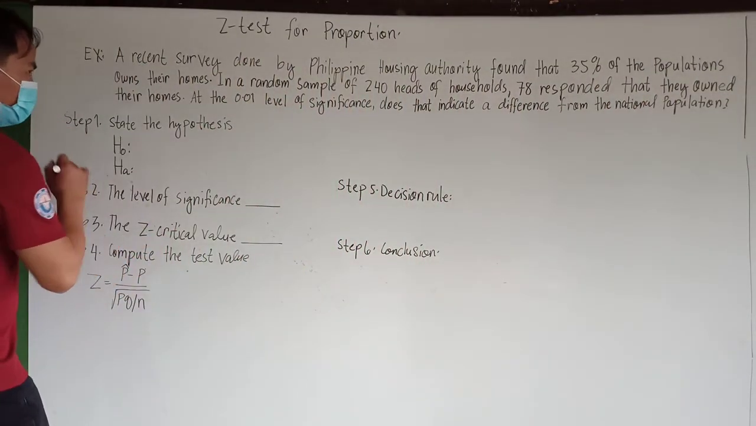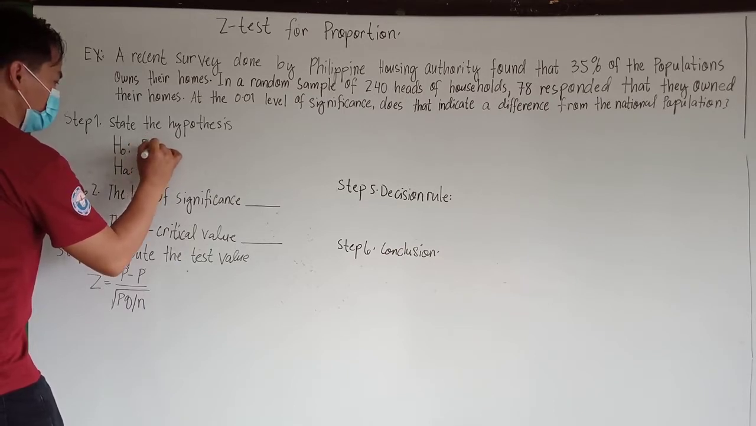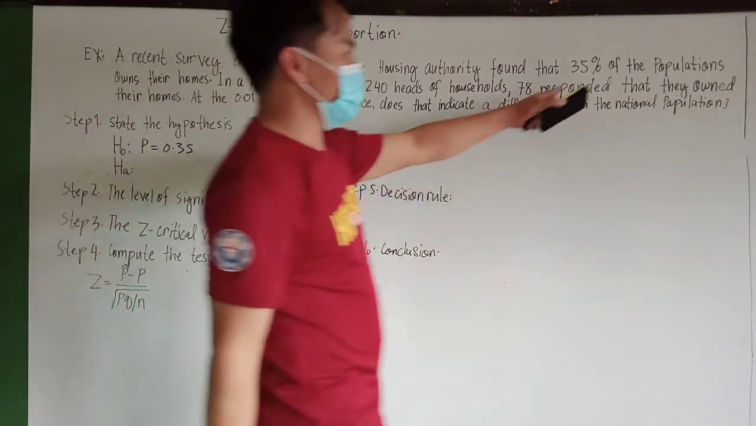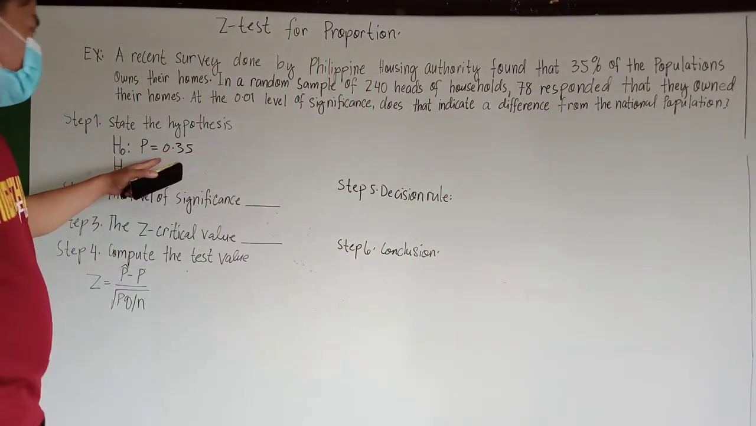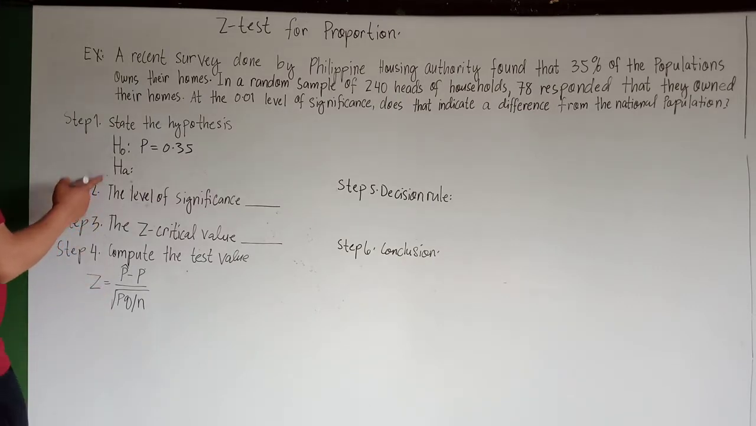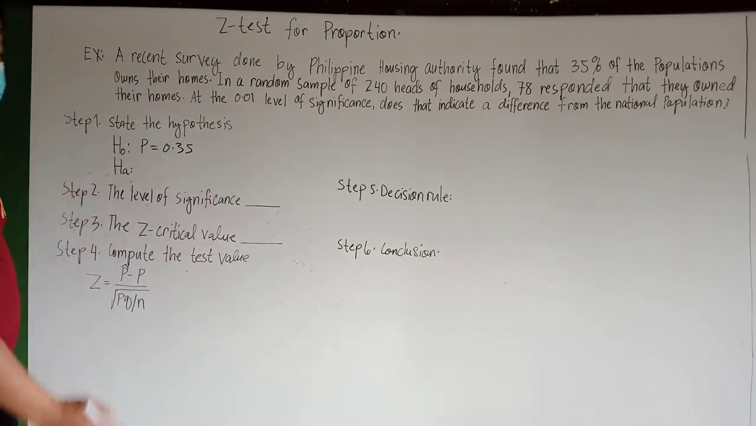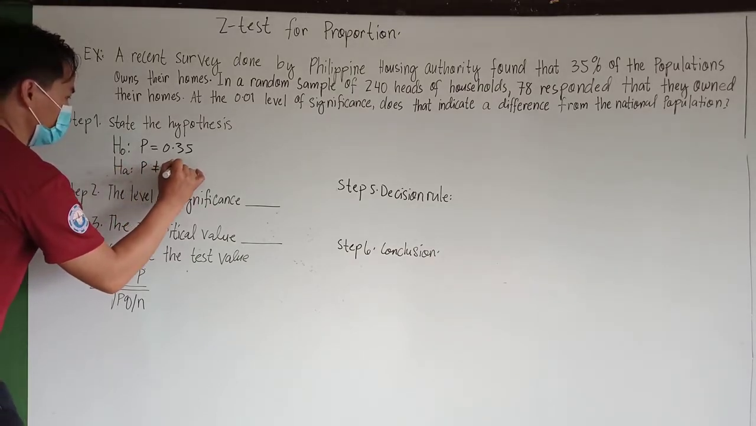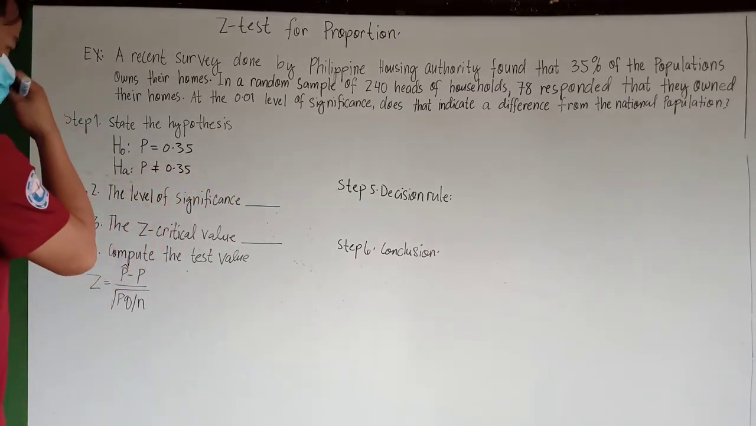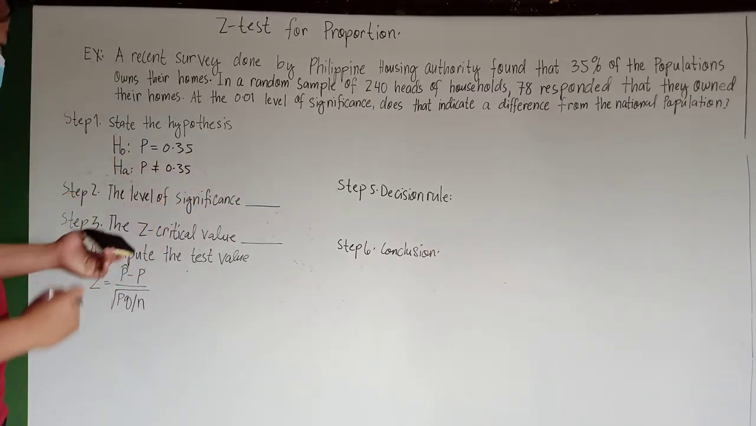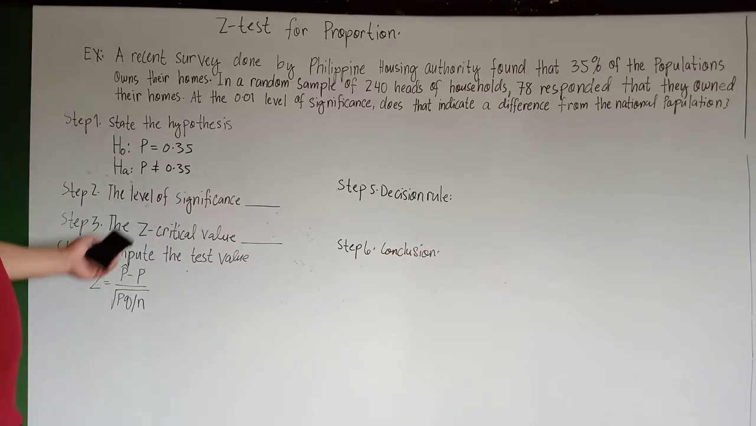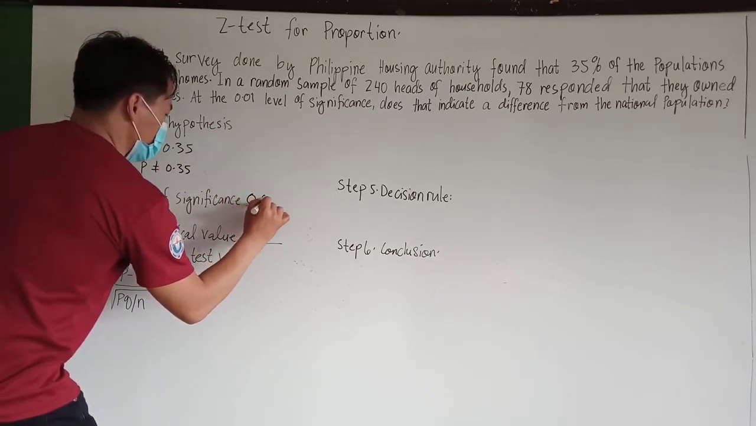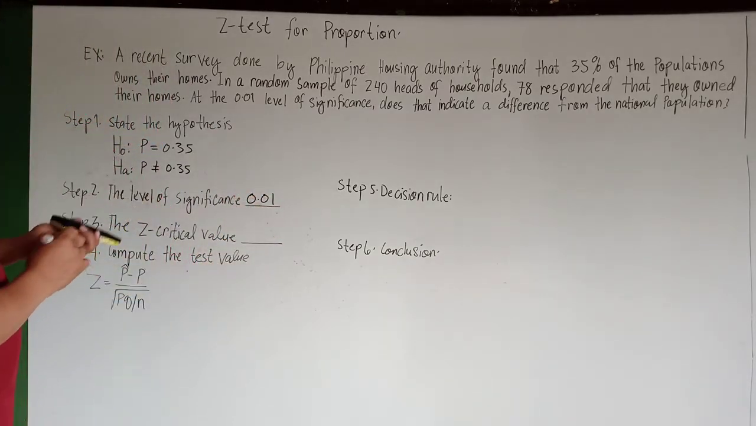The null hypothesis, according to the claim, is that P is equal to 0.35. We have here 35% of the population as its claim, the claim of the Philippine Housing Authority, against the alternative hypothesis, P is not equal to 0.35. Next, we proceed to the level of significance. As indicated in the problem, we have here 0.01 level of significance.